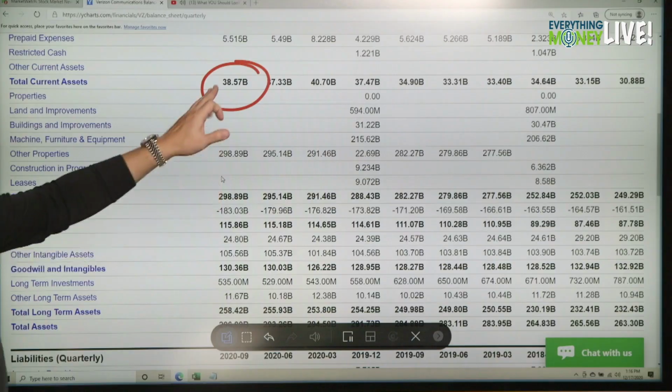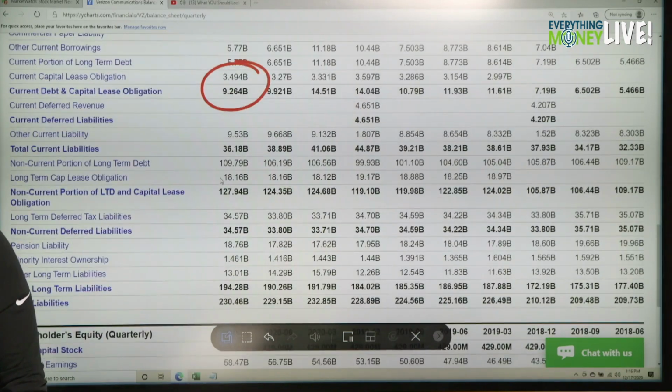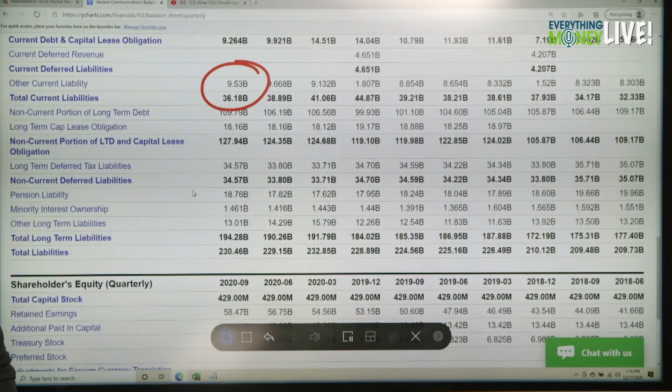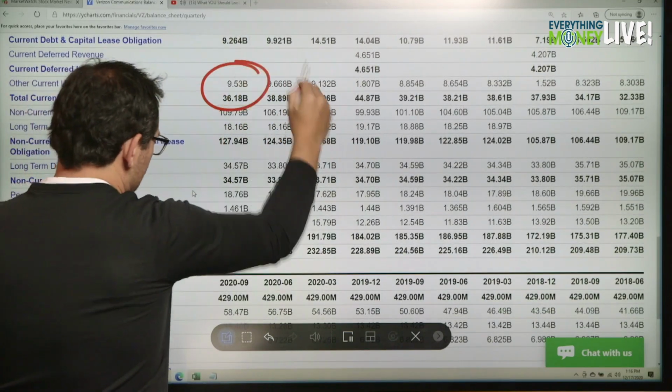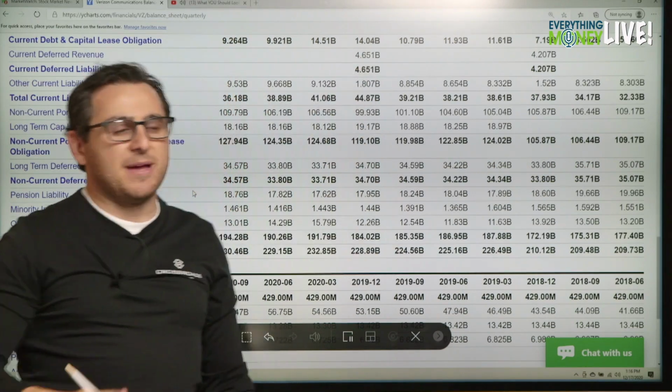Keep going now. Let's do current assets greater than current liabilities. Cash on hand, $38.5 billion. Current liabilities. Go a little bit lower. $36 billion. So it's an X. So they don't currently have enough cash on hand to pay for their current liabilities.